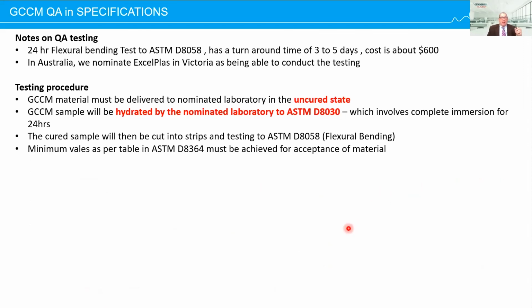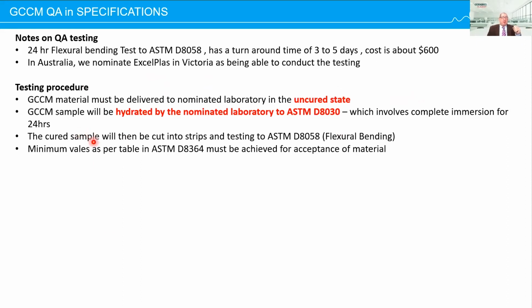So just so you get an understanding of this test, the 24-hour flexural bending test has a turnaround time of around 3 to 5 days. That's why I've got 1 week prior notification. It costs around $600. In Australia, we nominate Exelplast in Victoria. They're completely impartial from us, but we know they have the ability to conduct the testing.